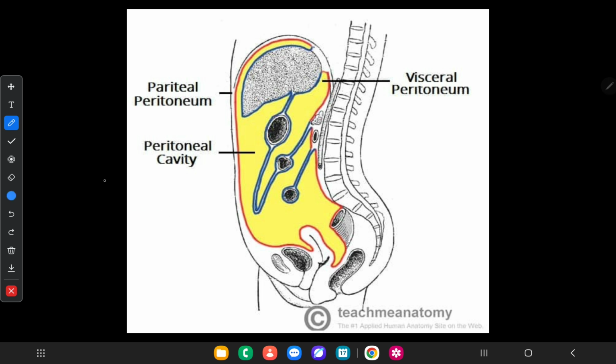If we draw an abdominal cavity like this, and this is the inner lining of the abdominal cavity. This lining is formed by the peritoneum, and the peritoneum can be divided into two parts: parietal peritoneum and visceral peritoneum. The parietal peritoneum is the one which lines the abdominopelvic cavity. You can see it in red color in this diagram. This red color one is the parietal peritoneum.